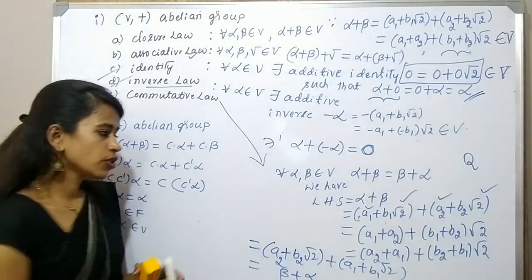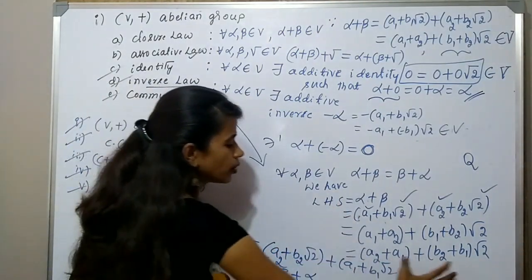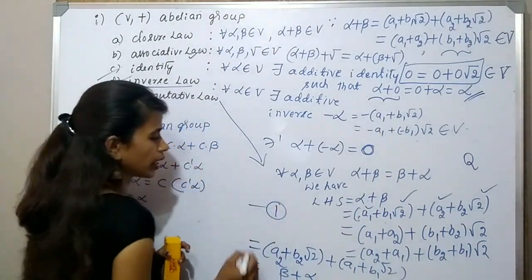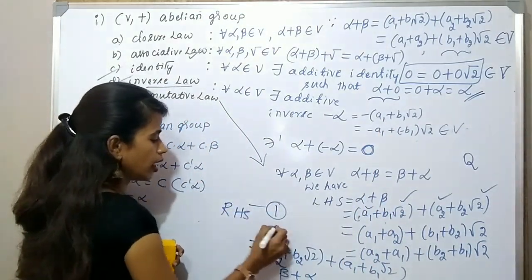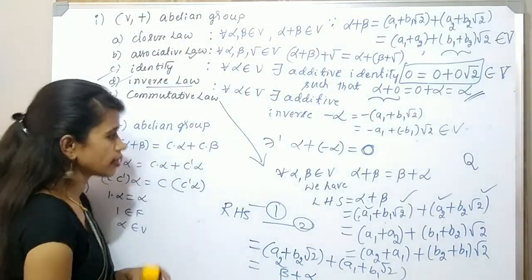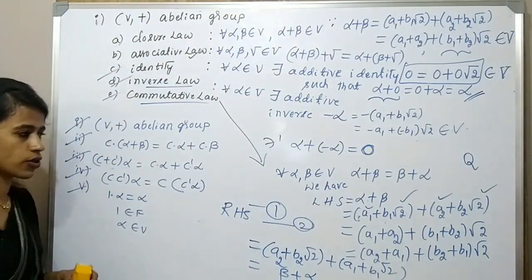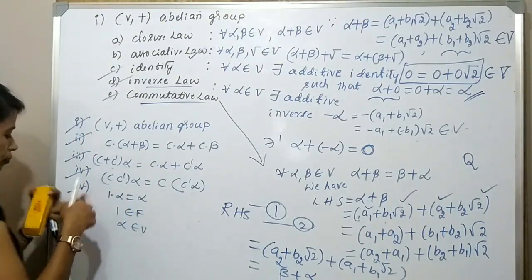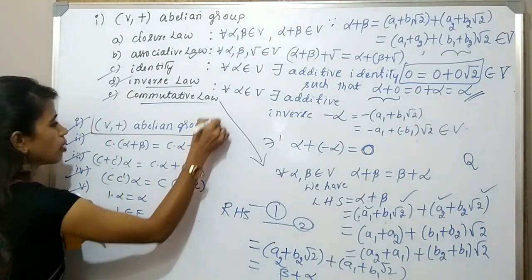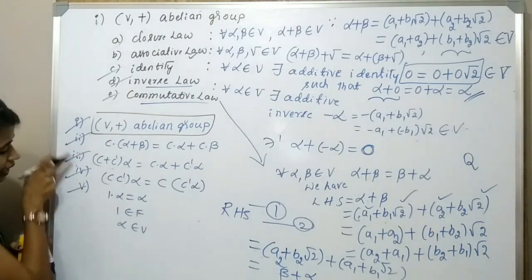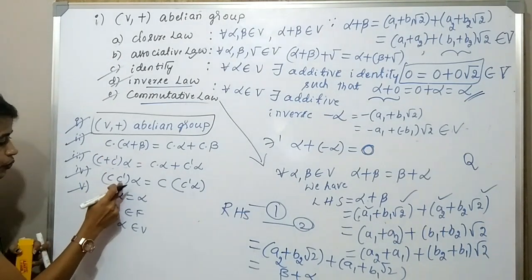So you can also show it like this: LHS is equal to this one, mark it as 1. Next, take RHS separately and mark it as 2. From 1 and 2, we conclude that LHS is equal to RHS. Therefore, the commutative law holds. You can write it like this also. Okay. So here this condition is over, B comma plus is an abelian group. Next, we must satisfy the remaining conditions. What are those? 1, 2, 3, 4.